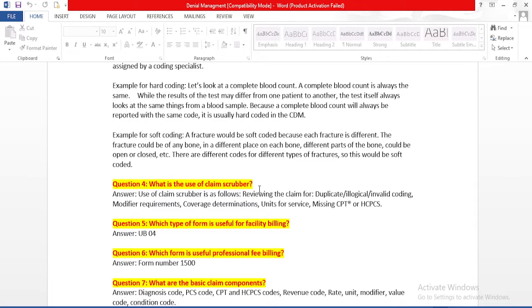So basically, hard coding is repeat coding. Whenever there is a standard procedure for all the patients, we can keep those codes in the hard coding process. Whenever there are changes in the coding process or disease process, as it will differ from one patient to another, we will use soft coding.